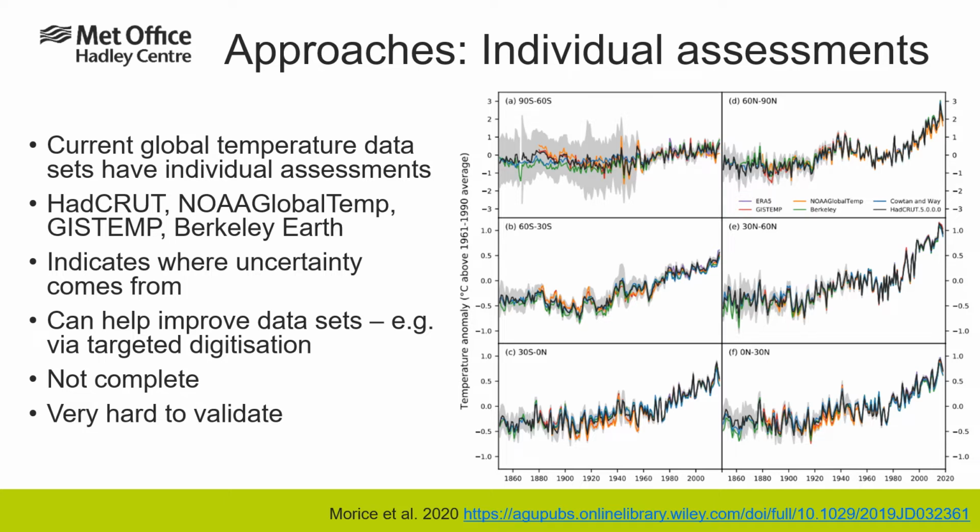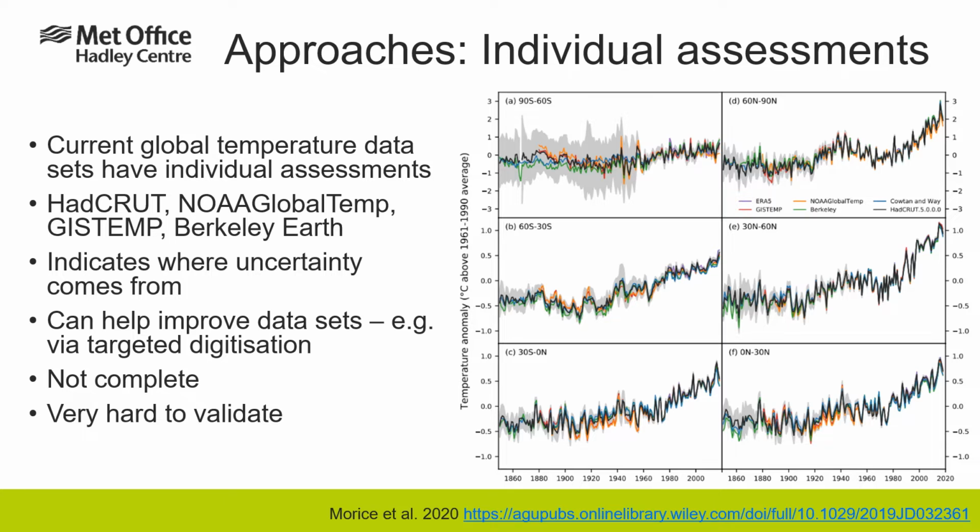So digitization of early observations is always going to be a helpful thing. Now, unfortunately, these individual uncertainty assessments aren't complete. You can't quantify all of the uncertainties. And indeed, some of them aren't accessible via these methods. There's a component like structural uncertainty, which reflects differences in the way that data sets are created. And this you can only assess by comparing individual data sets with each other. And I'll come back to that shortly.